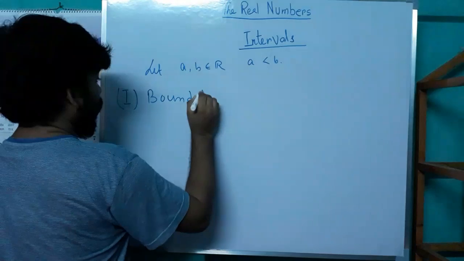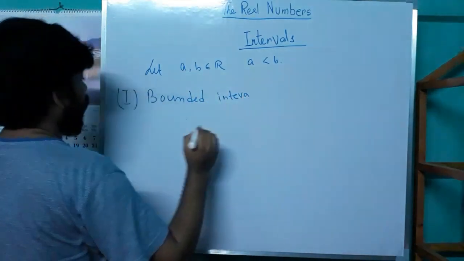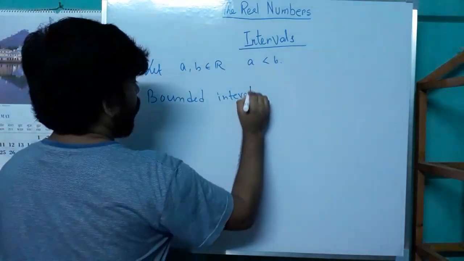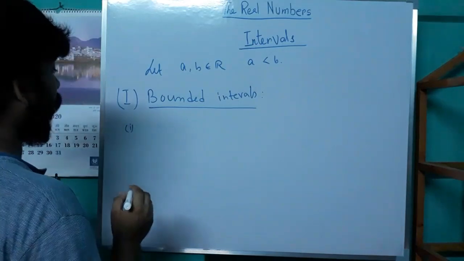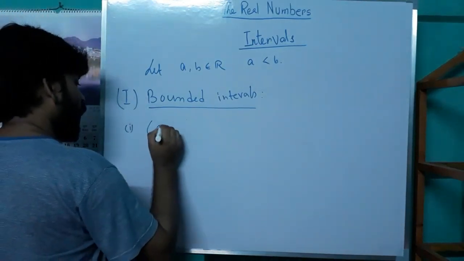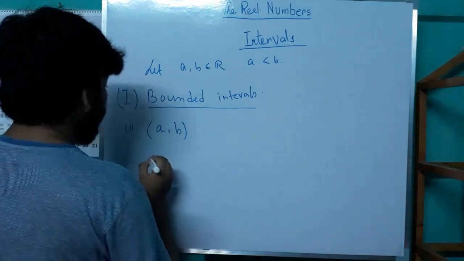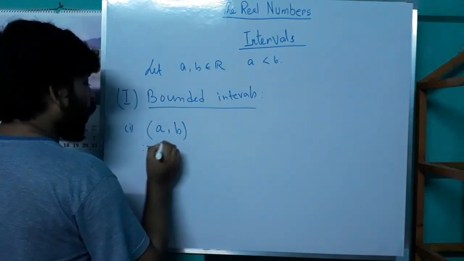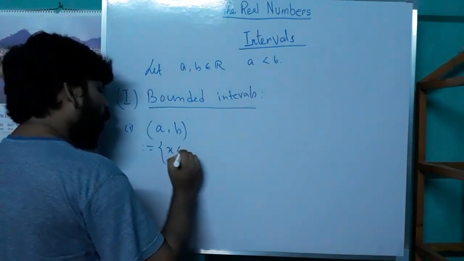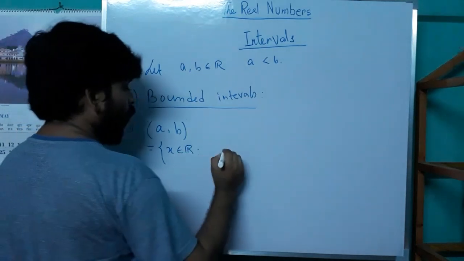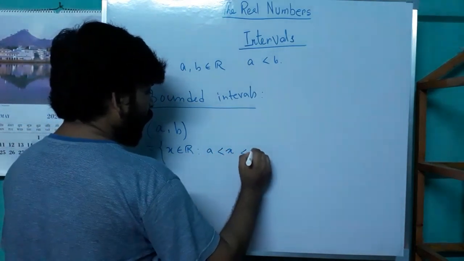Now we define bounded intervals. First we define the open interval, the bounded open interval, that is denoted by the symbol open a comma b. We say open interval ab, and that is the set of all real numbers which is strictly bigger than a and strictly less than b.